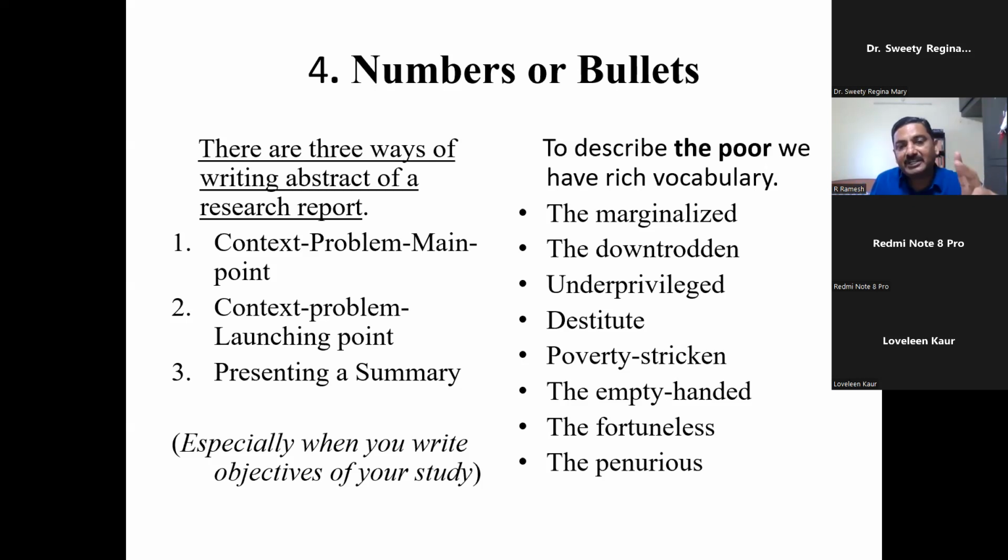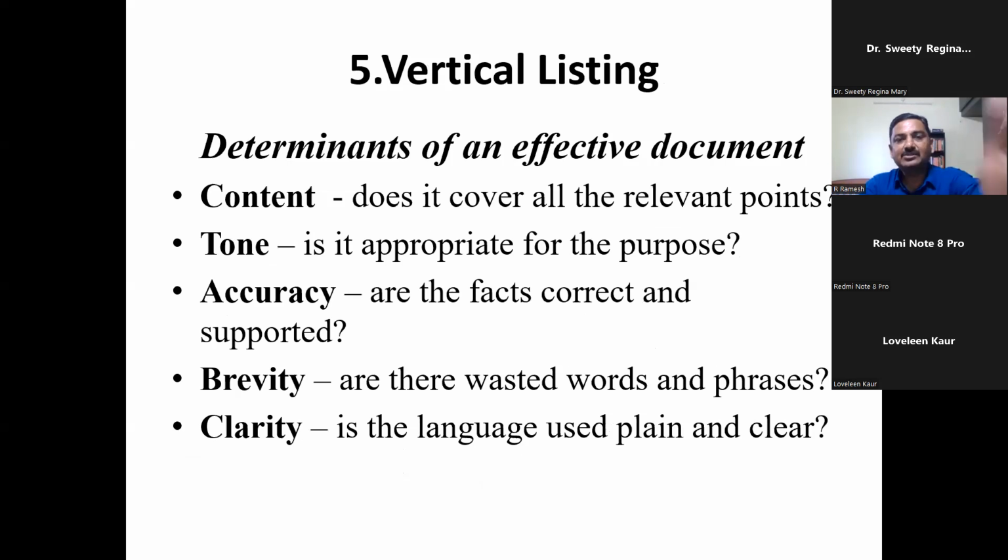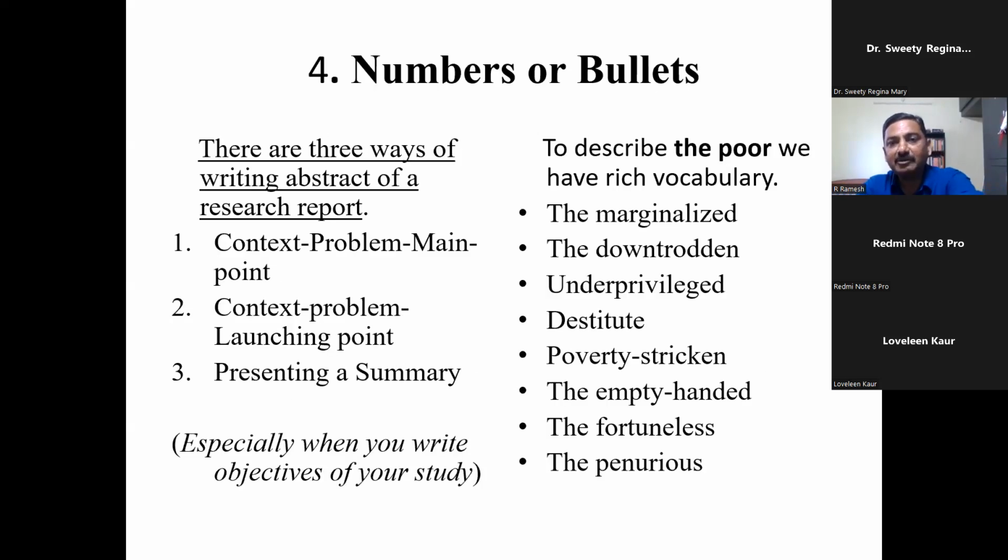When you write objectives of your study, please do not use bullets. Please always use only numbers, because with objectives it is clear that you will have only 3 objectives or 4 or 5, whatever number, but it is determined. You cannot contract, and nobody can add or delete to that. So you must give numbers only, don't give bullets in your objectives. I hope this is understandable. This is what I call numbers and bullets.